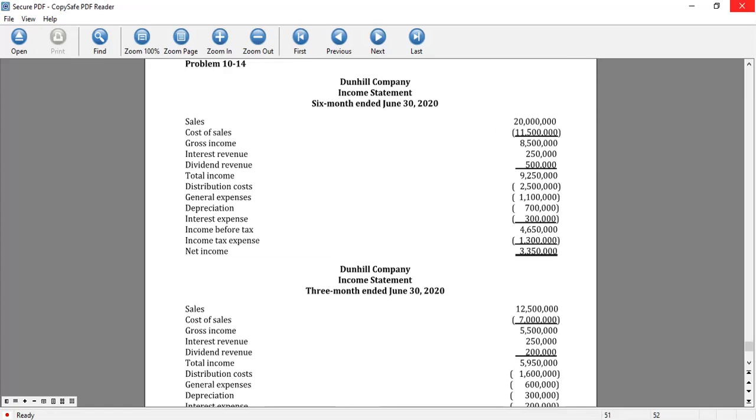So that's good only for semi-annual figures. Then an interim income statement for the second quarter. The company prepares quarterly and year-to-date interim reports. The entity provided the following interim income statement for the quarter ended March 31.